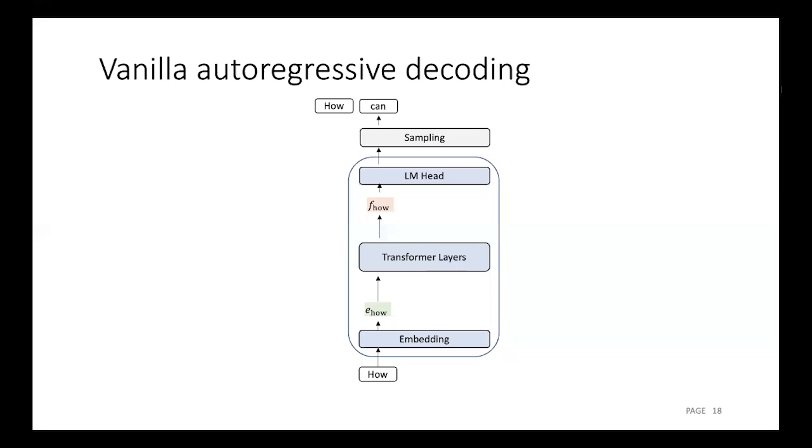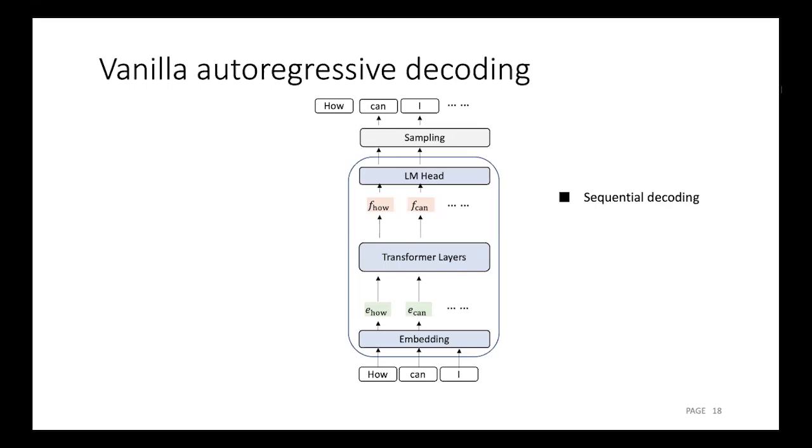According to this distribution, we can do sampling and sample the next token. Let's say "can". Then we go back and input this "can" into the bottom of the large language model, into the embedding, and we get the embedding of the second token. We input it into the transformer layers, we get the feature, then the LM head and sampling, and we get the next token. We do this again and again in a sequential way, and finally we get a complete sentence. This is how we do auto-regressive decoding.